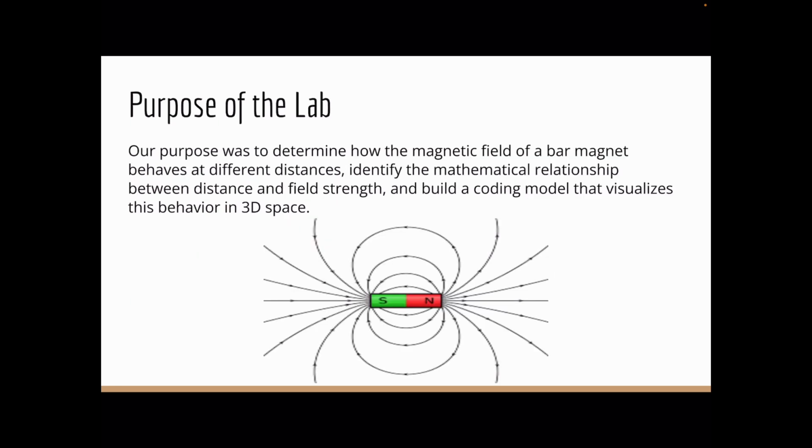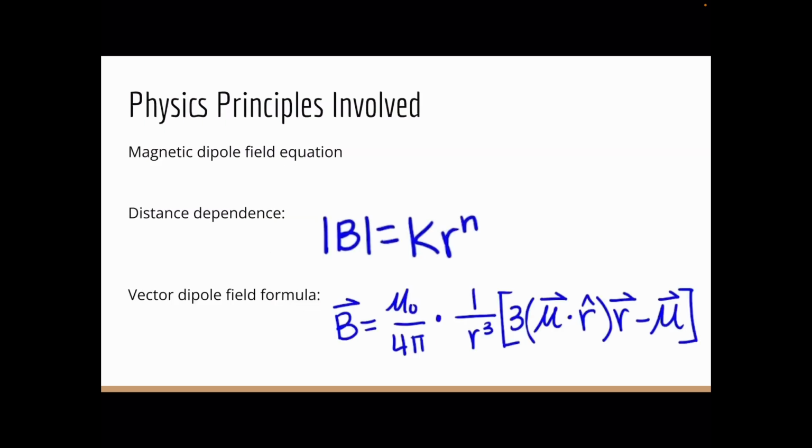The purpose of this lab was to measure the magnetic field strength at various distances from a bar magnet, determine the distance dependence, and compare my real measurements to a model based on the magnetic dipole field equation. The fundamental physics principles involved were the magnetic dipole field equation, distance dependence, and the vector dipole field formula.